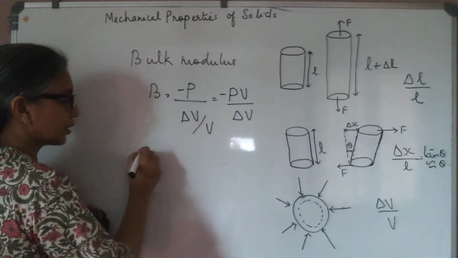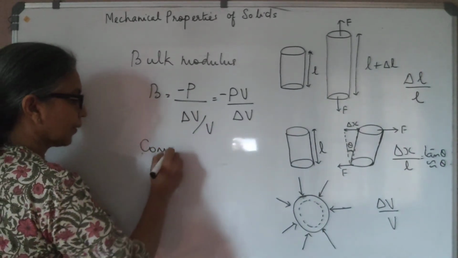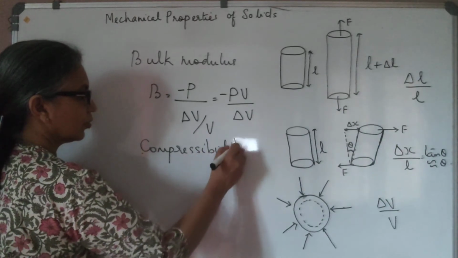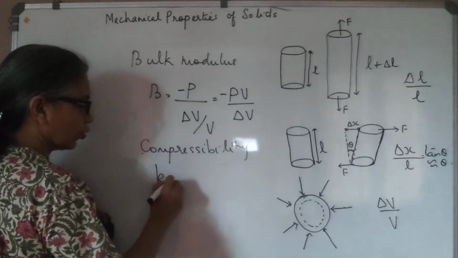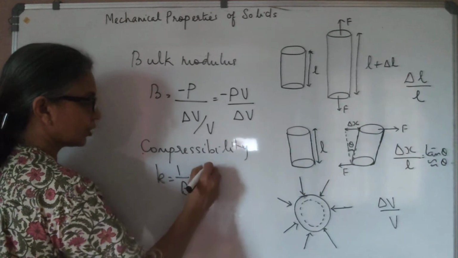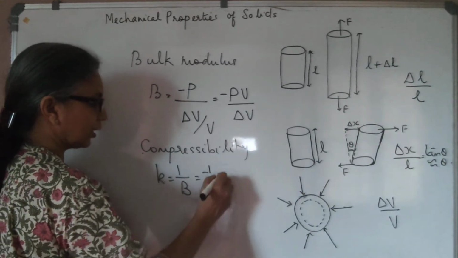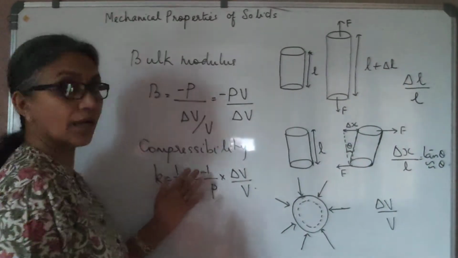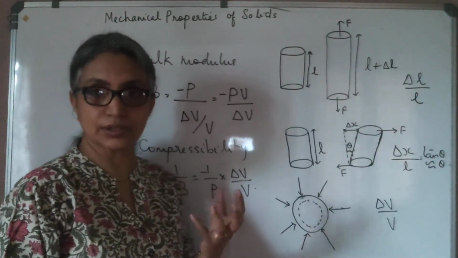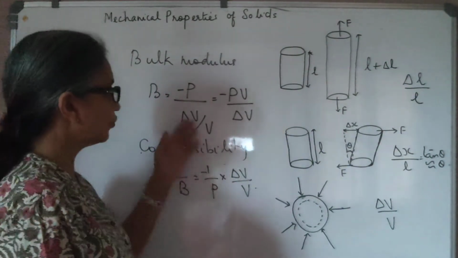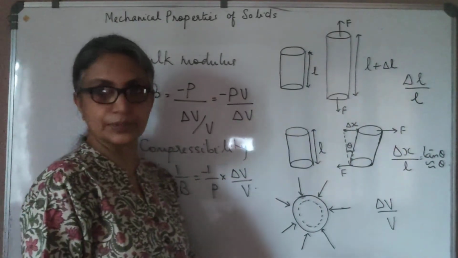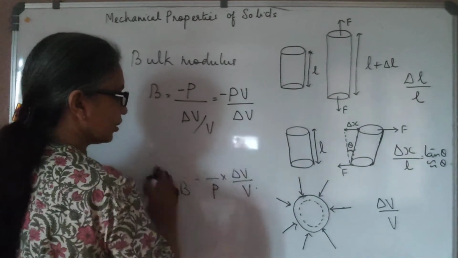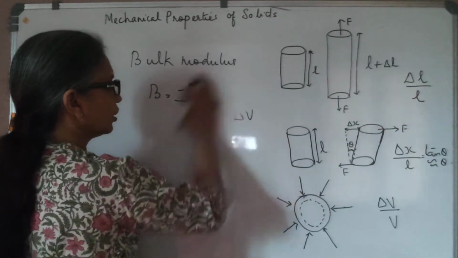The inverse of this is called compressibility, which is K, which is 1 by B, which is minus 1 by P into delta V by V. Gases are highly compressible, solids are the least compressible. So the inverse of bulk modulus is compressibility. So these are the three moduli of elasticity that we need to learn.